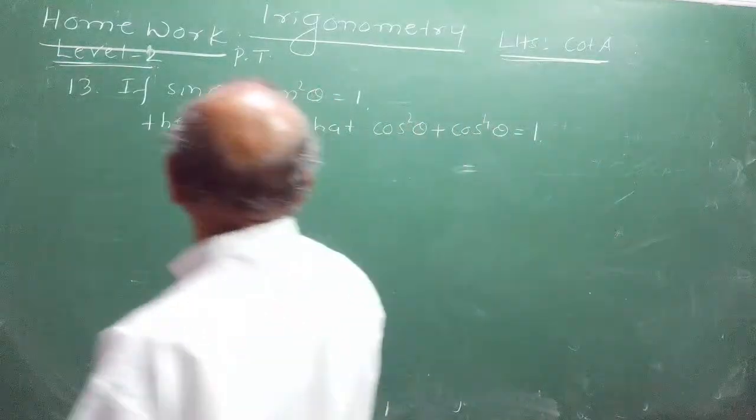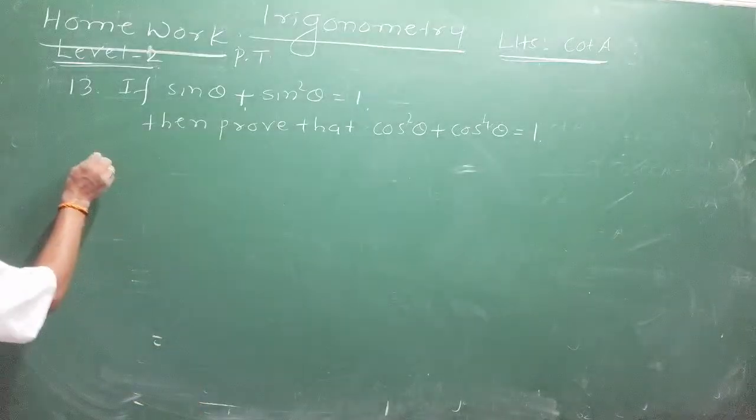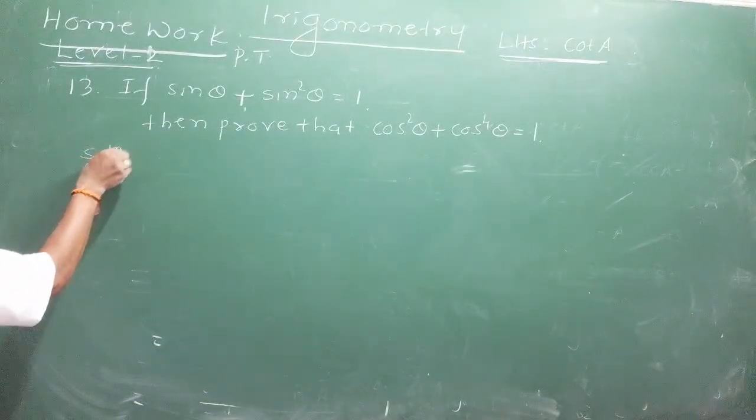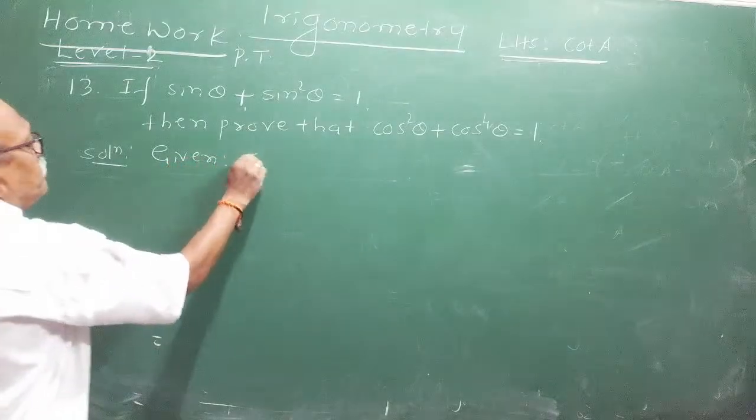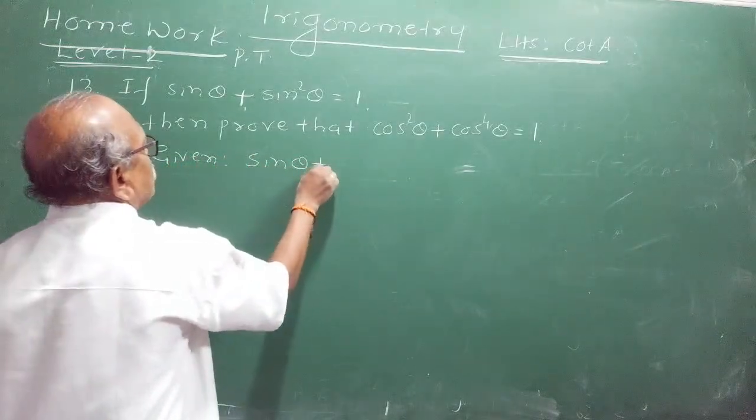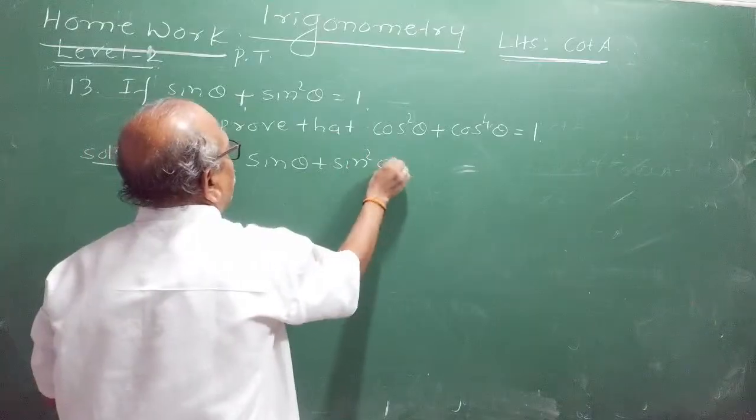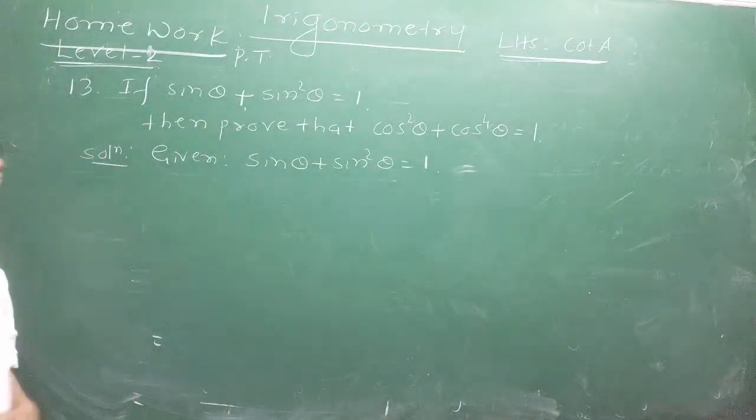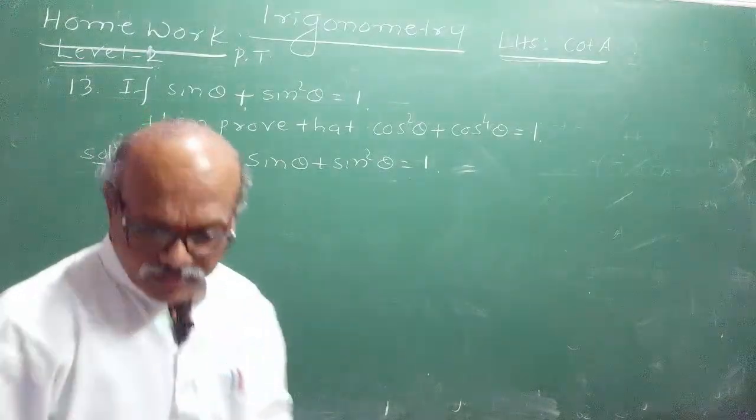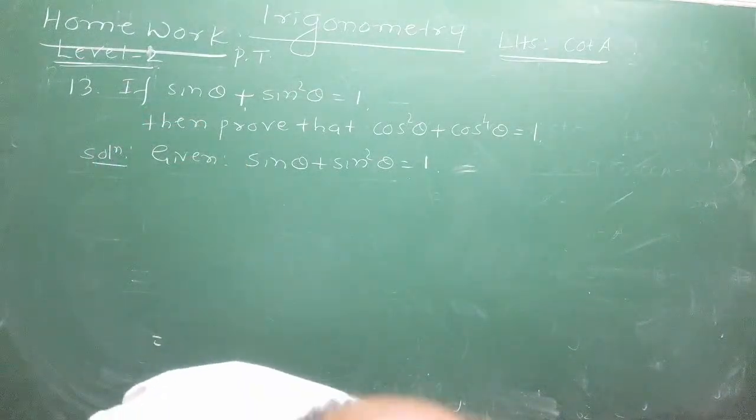What you can do now? Solution. What are you given? To start, you are given sin theta plus sin square theta is equal to 1. This is what is given to you. Clear? Now you can start.